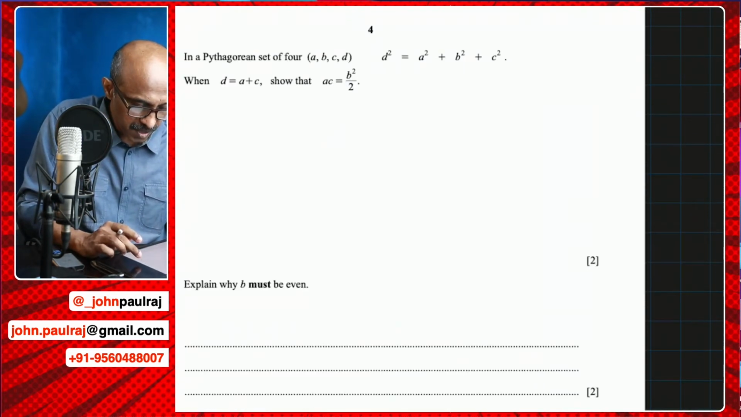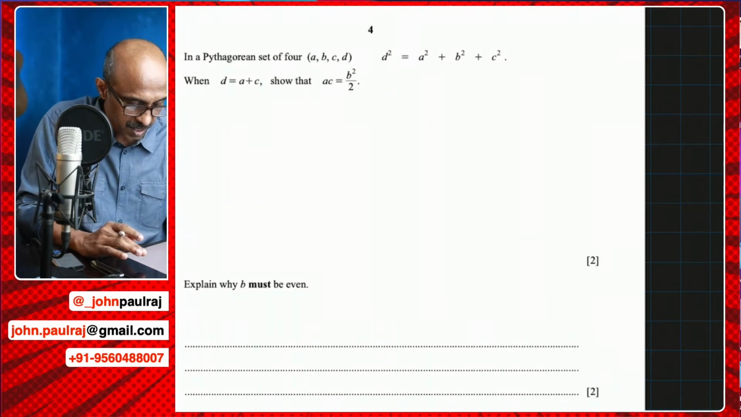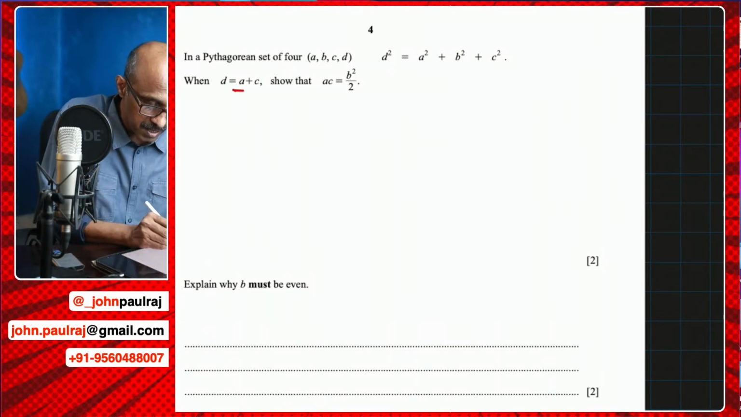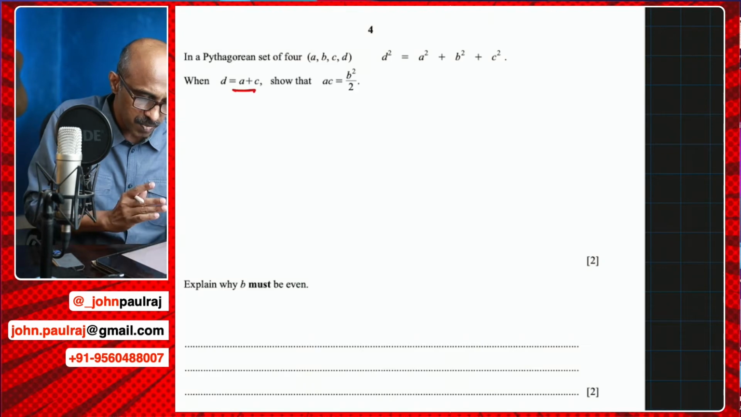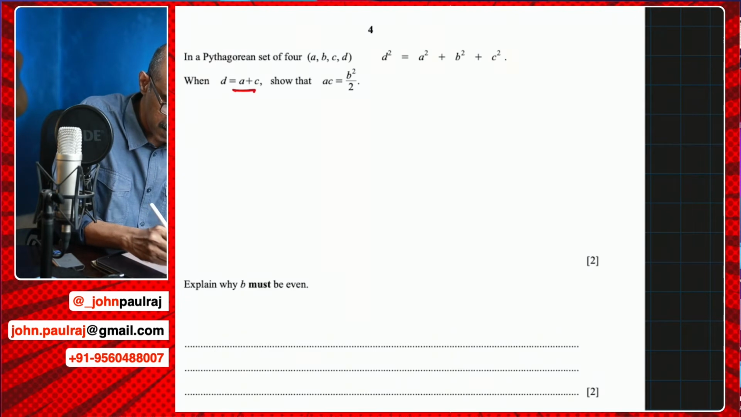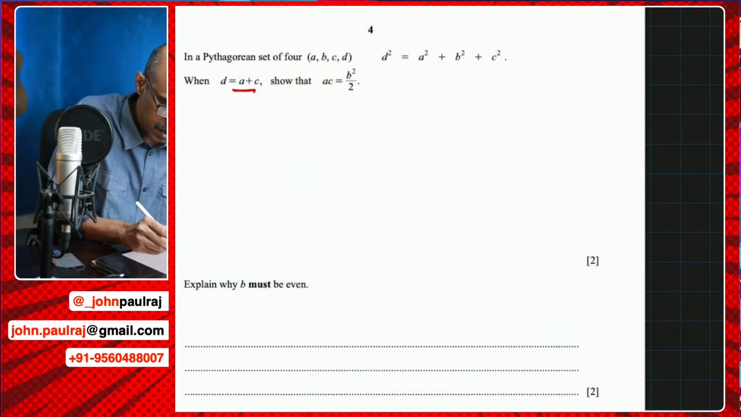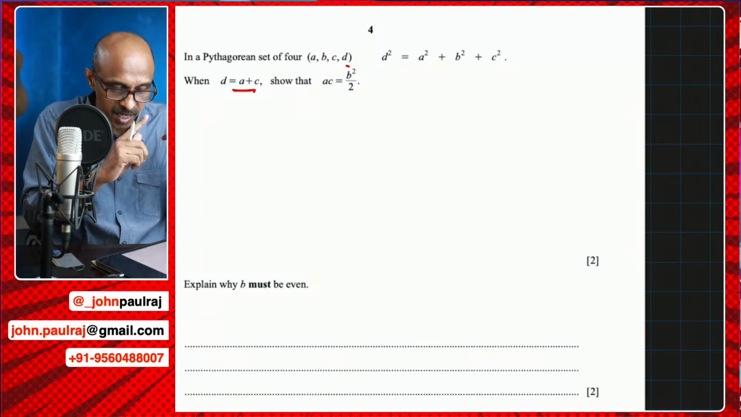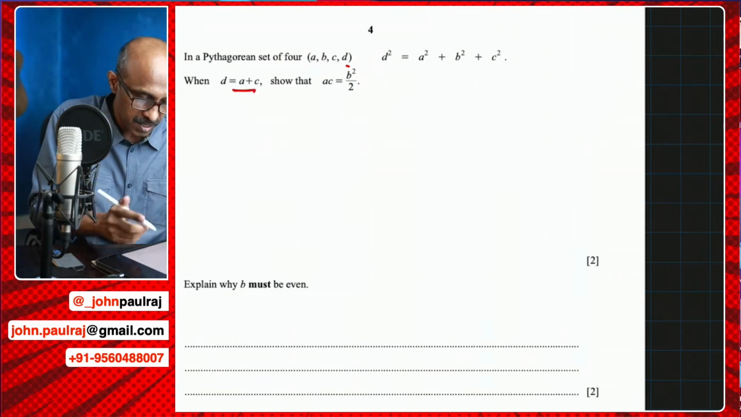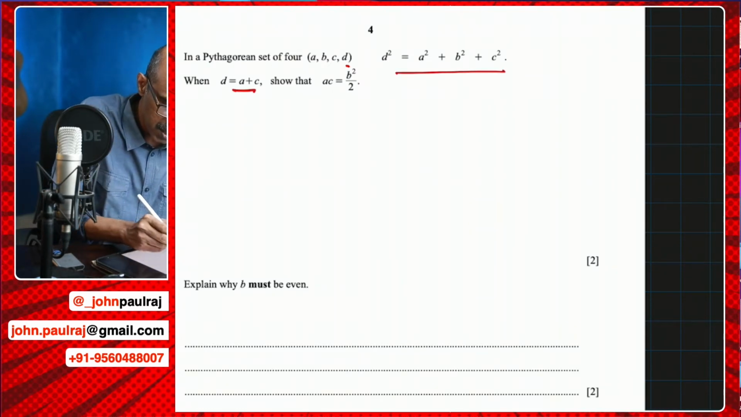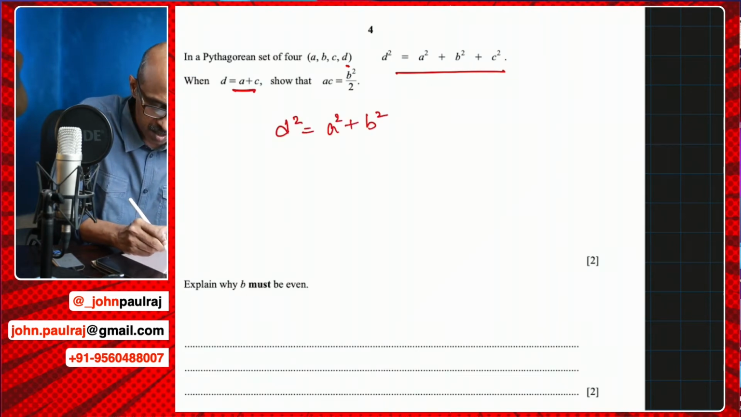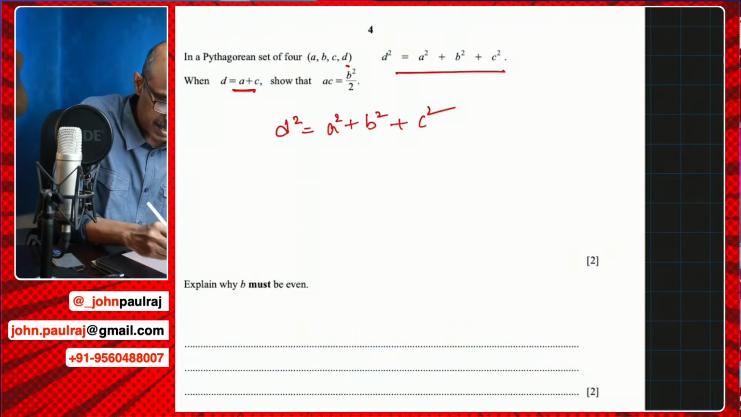Question number 4. In a Pythagorean set of a, b, c, d, d squared is equal to a squared plus b squared plus c squared. All right, they repeated this many times. When d is equal to a plus c, show that ac is equal to b squared over 2. All right, so when d is equal to a plus c, d is the fourth integer in that set, okay? A, b, c, d. D is equal to a plus c. So we know this relationship, right? So we can say d square is equal to a square plus b square plus c square, and d is equal to a plus c.